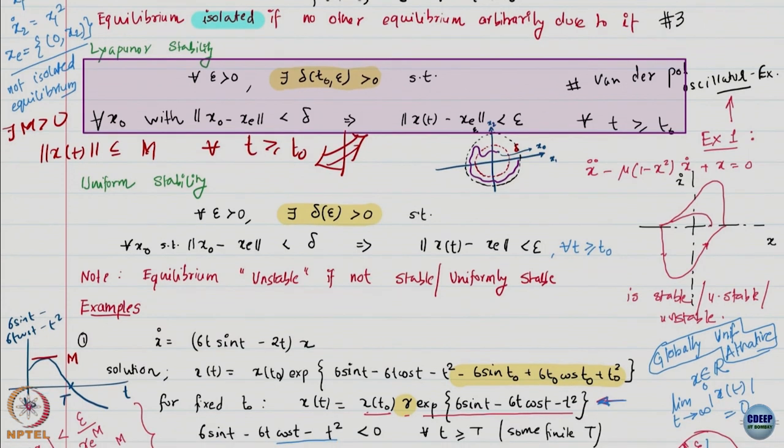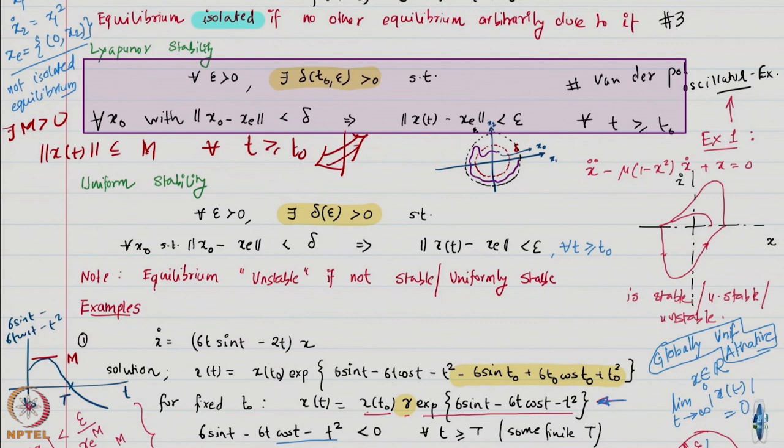The only difference. Now that you understood stability, hopefully well enough, the other notions are relatively easier to follow. So uniform stability, all you do is you change this part. The initial time dependence of delta goes away. That is what is uniform stability. Whenever in all these stability notions we talk about uniformity, it is somehow uniformity with respect to time. So here all that happens is the initial time dependence vanishes. That's all. And it's obviously a stronger property.